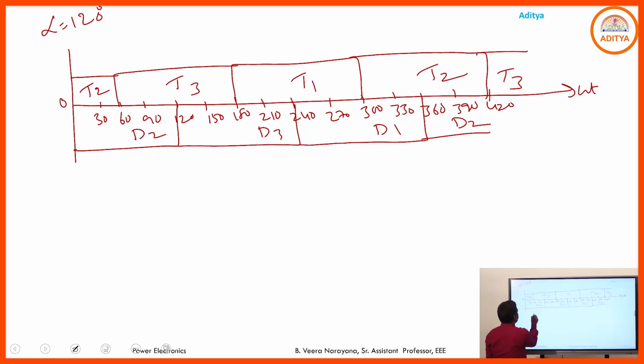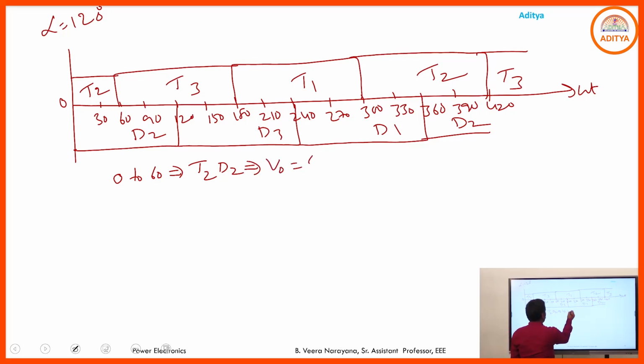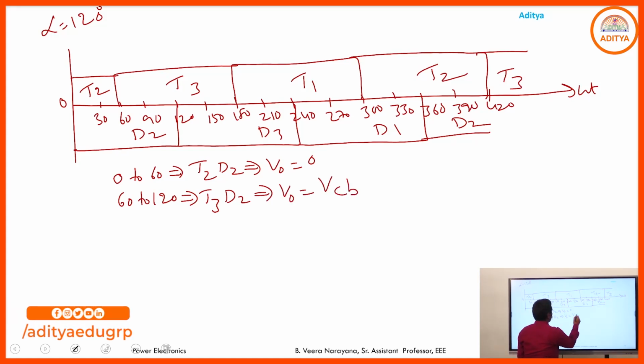So from this, 0 to 60, T2, D2, then output voltage is 0. 60 to 120, T3, D2, then V0 is equal to VCB.